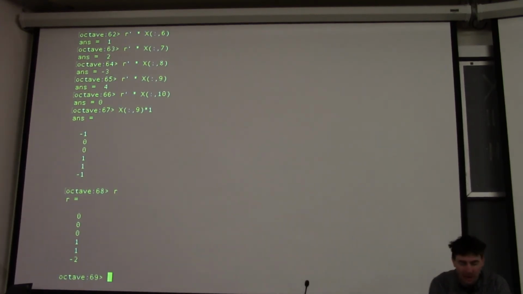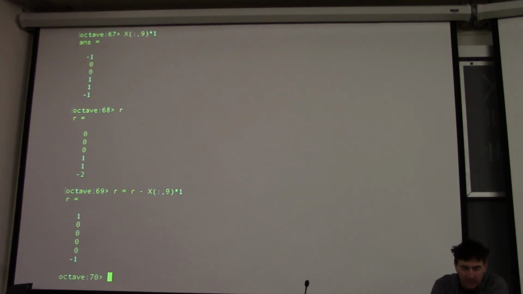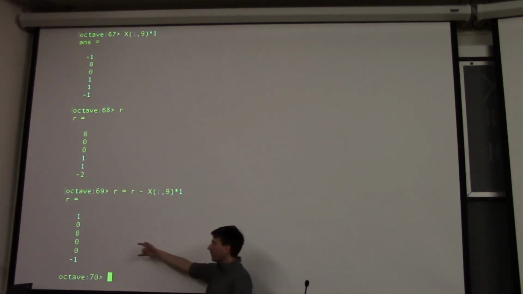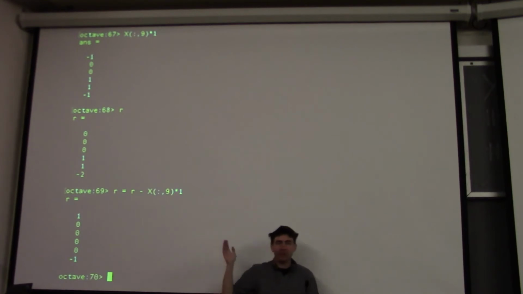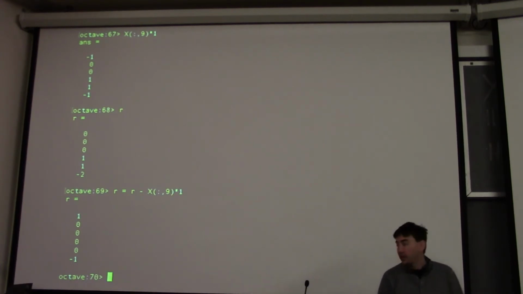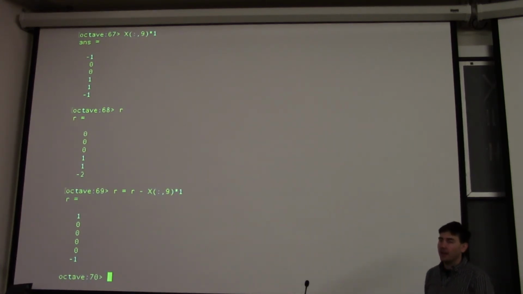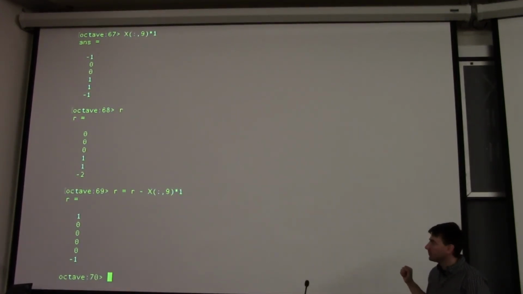So I need to update my R to be R minus X column 9 times 1. If I didn't know it was 0 or 1, I would have had to solve for the value. Now this is my residual. This is what's left. I added something in here, but I now have fewer non-zeros. So this is probably better. The overall norm of this has decreased, so it looks like I'm going the right direction. Times 1 is your gamma? Yeah, the 1 was the gamma. If I know it's bits, then I know it has to be 1. If not, I would have had to solve for that. Okay.